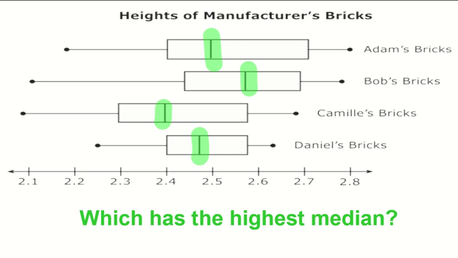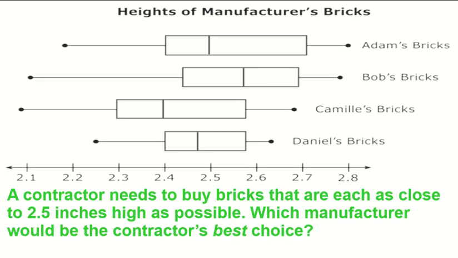All right, so there's different things this could tell you. If you're looking for the brick company, I guess, that is the most consistent, you want the one that's got like the most narrow range from maximum to minimum. That means most of their bricks are going to be in that same range. They're going to be closer and closer to the same size every time. So that's another way they can kind of look at that stuff.